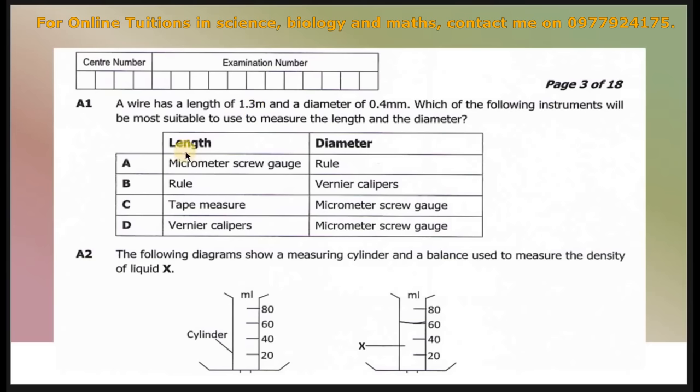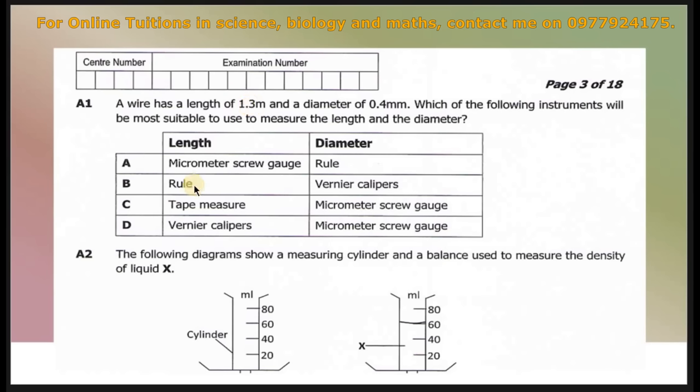Now for length, they want us to choose which instrument we should use to measure it, and for diameter, the instrument that we should use to measure it. When you look at length, they are saying a micrometer screw gauge. Can we use a micrometer screw gauge to measure 1.3 meters? No, because 1.3 meters is out of the range of the length that a micrometer screw gauge can measure. So it cannot measure this 1.3 meters suitably and accurately.